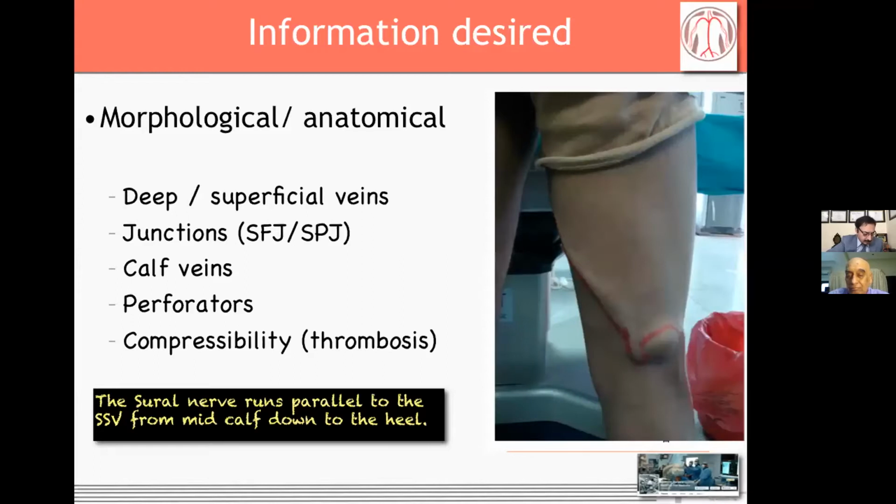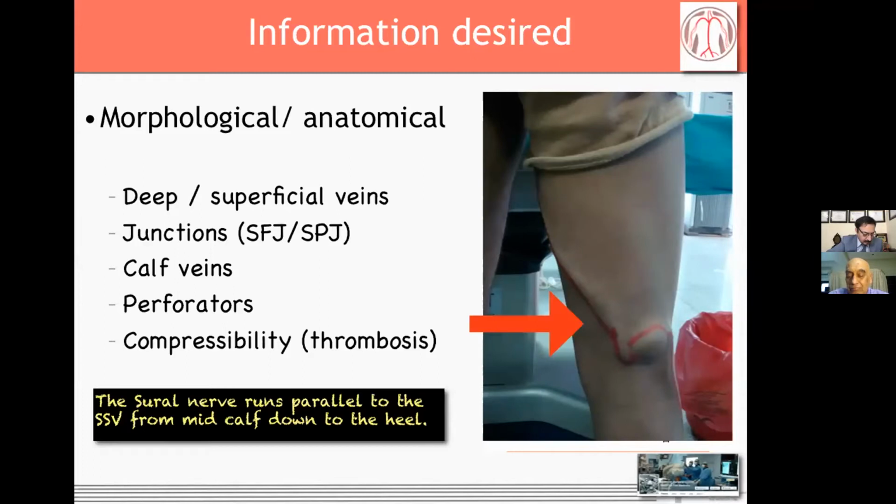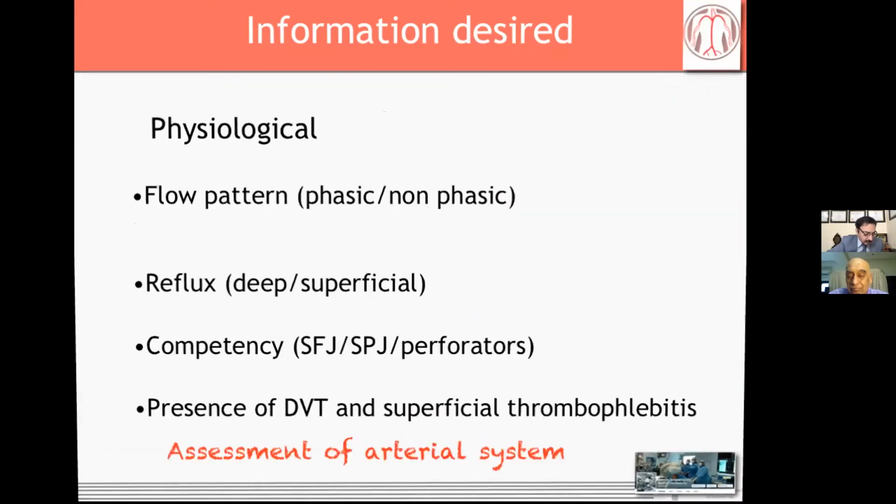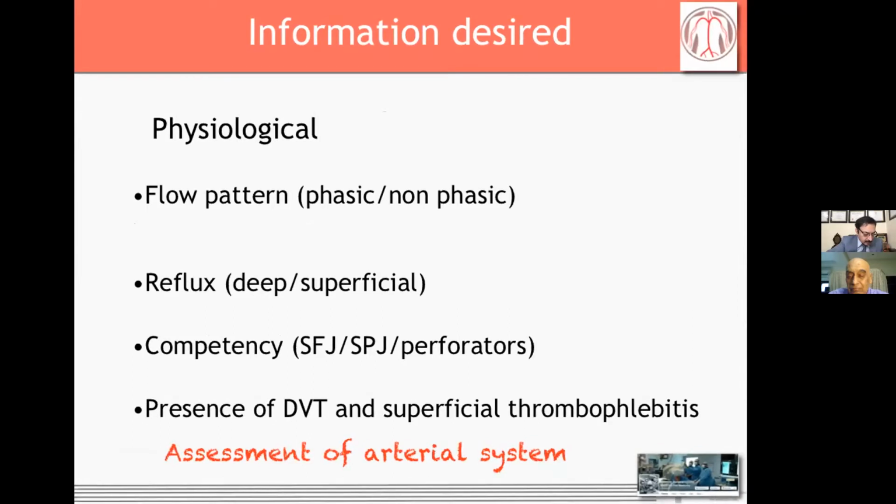Usually dilated, flowing, traveling around it. So this was basically a vein of Giacomini, and then the deep venous system. The flows, whether there's an obstruction or not, external compression or not, the reflux. Deep vein reflux is something which has to be looked for apart from the junctional reflux.